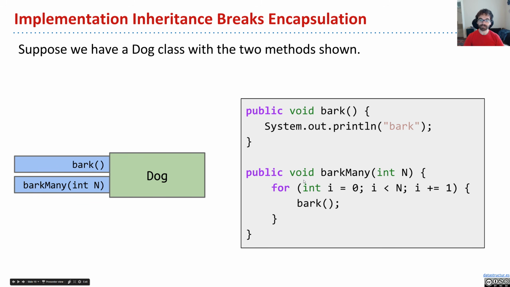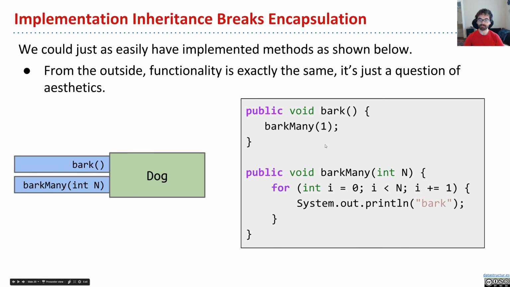Now it's possible that later, let's say the Oracle company is maintaining the dog class. Maybe someone comes into work and says, let's switch these. So what I'm going to do is make the barkMany method call println bark, and the bark method is going to call barkMany(1). This will work exactly the same, and from an outsider's perspective, there is no difference. I can call both of them, I'll never see a difference.